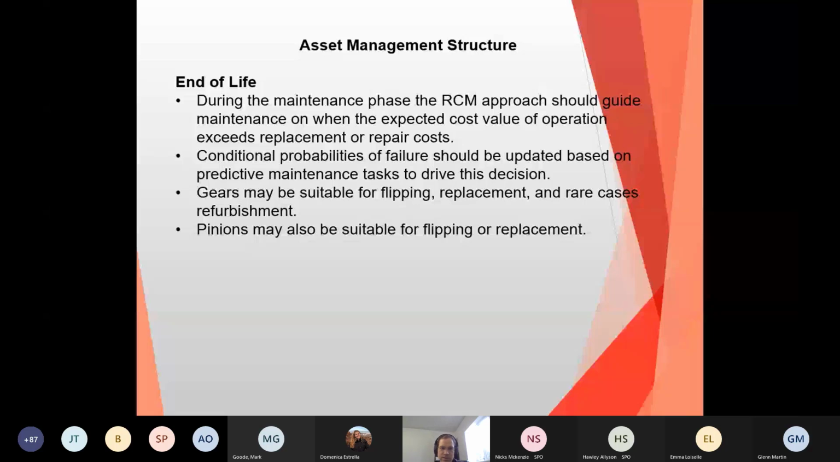So again, we look at this in terms of the conditional probabilities of failures, which should be updated based on predictive maintenance tasks and inspections. Within that, the real options for mill gearing are flipping, replacement, or refurbishment. And refurbishment is quite rare in that usually it's very costly, and you're left with something that may not have the full capabilities of the original equipment or something that's brand new. And pinions are also suitable for flipping and/or replacement.